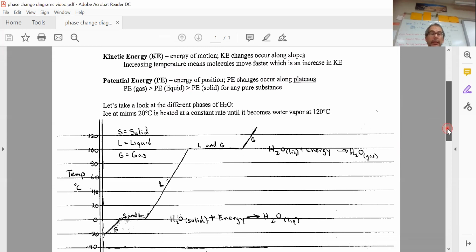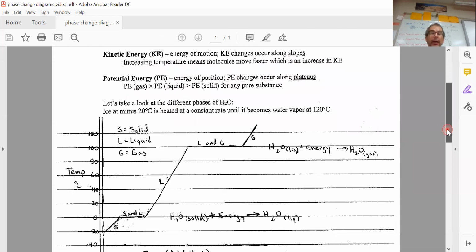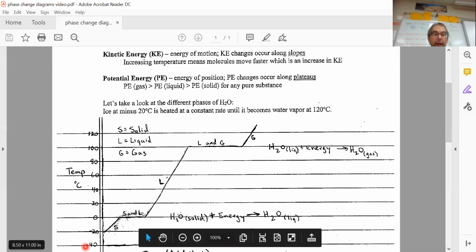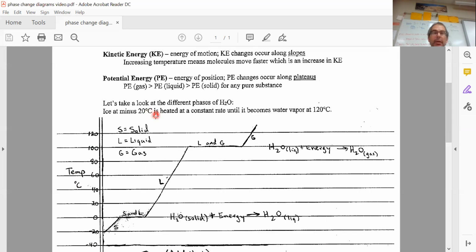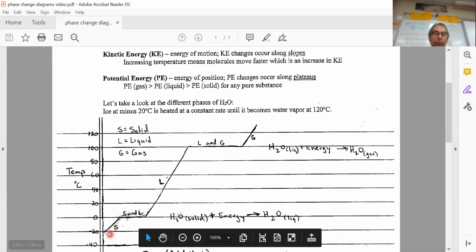So let's get this diagram a little bit better right here. On this axis I have temperature in degrees Celsius, and I start at -20 or -40 down here, and I'm going up to 120 degrees Celsius right here. Down below, it just says, over time, I'm adding heat. So I'm going to gradually heat this substance. I'm going to take ice at -20 degrees, heated at a constant rate until it becomes water vapor at 120 degrees Celsius. And we're going to do a play-by-play of what happens.